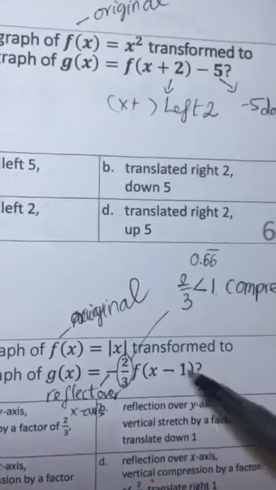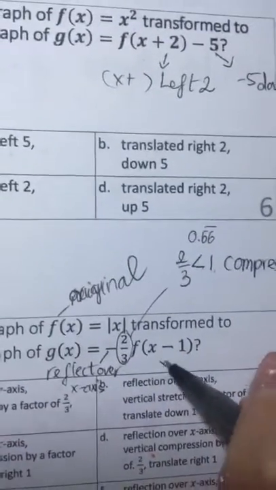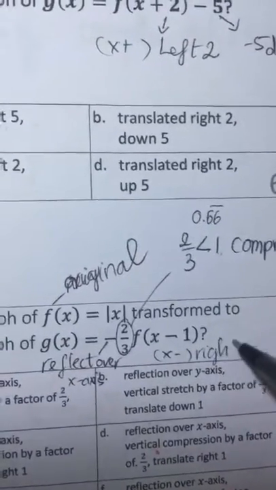Inside the parentheses, just like the first 2 examples, we have either go left or go right. Here you have x minus, so you need a positive number. Therefore, we're going to go right 1 unit.